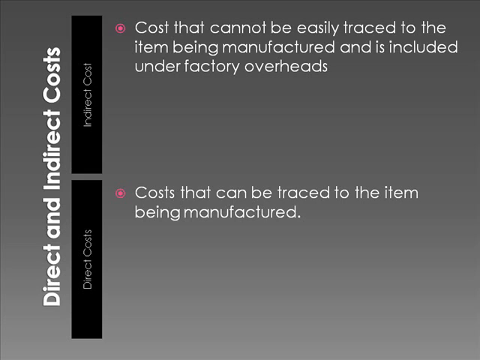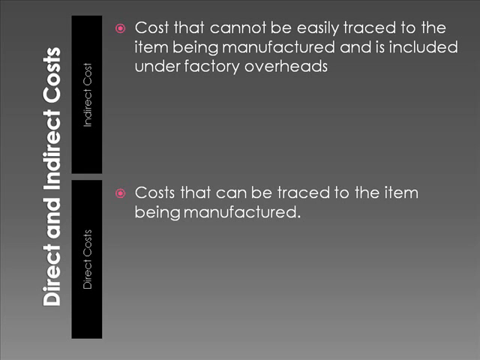I repeat, for example, the pay of a machine operator making a particular item will be direct labor, and the pay of a foreman in charge of many men on different jobs will be indirect labor. You can pause the video and listen again to what I just said. The indirect labor will be a part of factory overheads. Other instances of direct costs include the cost of direct materials, meaning raw materials used to make the product, including carriage inwards on raw materials and the hire of special machinery for a job.